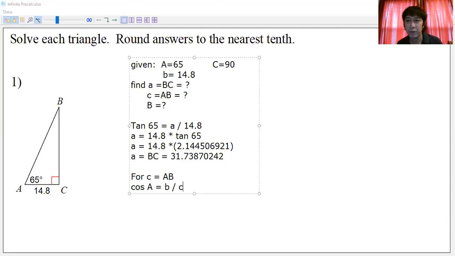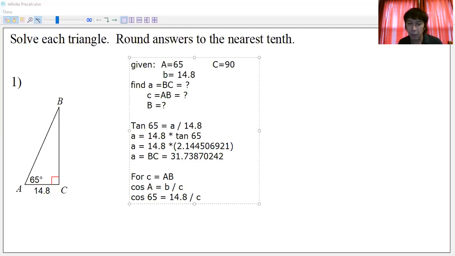And b, of course, is 14.8. That's 14.8, and we can see that in the given there. All right. Now we shall substitute the values that we have. So it's b over c, cosine of 65 is equal to b, which is 14.8, and we're dividing this by the unknown c there.